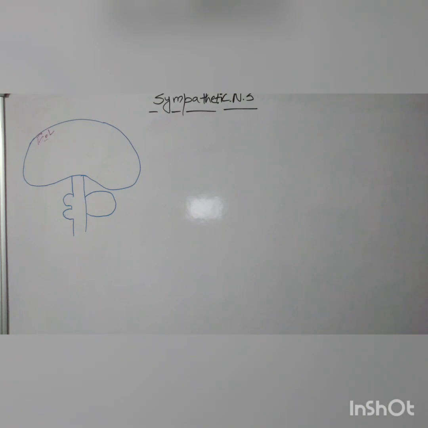And also we know there is a somatic system and there is an autonomic nervous system. The autonomic nervous system acts on two types of mechanism, one is the sympathetic nervous system and another is the parasympathetic nervous system. So today in this series we are going to study the parasympathetic nervous system.